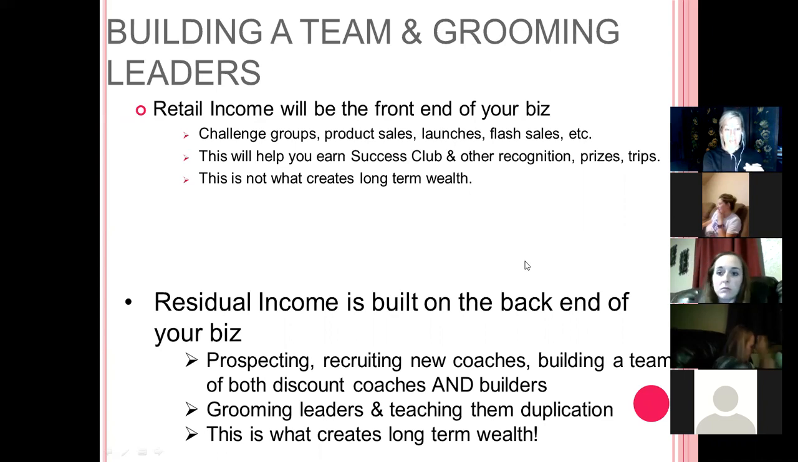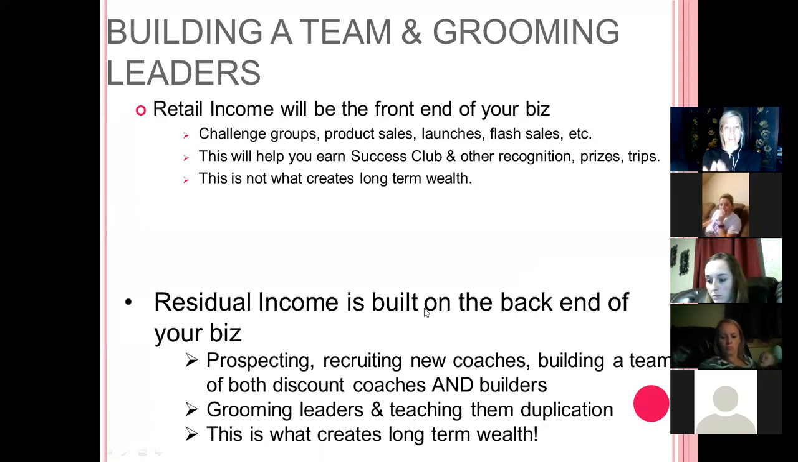Both are important. And it's then grooming those people that want to work the business and teaching them the duplication, teaching them how to run their first challenge group, teaching them how to run their first free group, teaching them how to sign up somebody, teaching them how to start a share card, teaching them how to enroll a new coach, and rinse, lather, repeat, right? That is what creates long-term wealth. The residual income, building a team, finding the leaders on your team and helping develop them.